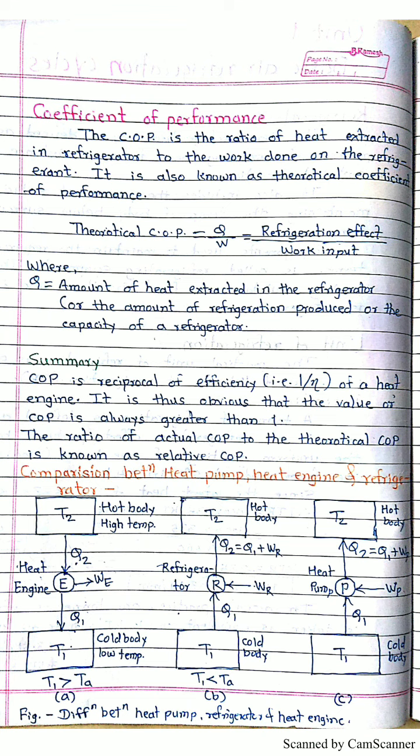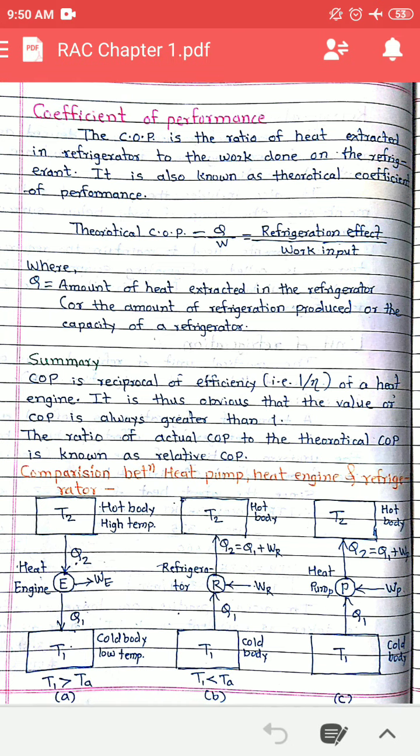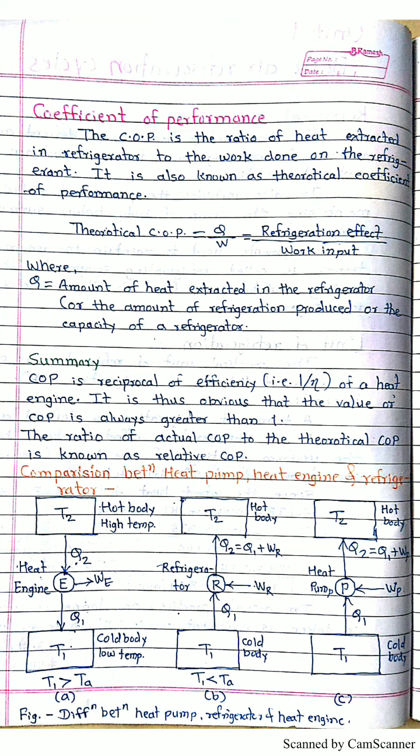So please remember, the coefficient of performance is used to measure the performance of a refrigerating system. The COP is the ratio of heat extracted in the refrigerator to the work done on the refrigerator, or you can also call it the refrigeration effect to the work input. And always the COP is equal to output divided by input. So what is the output in the case of a refrigerator? The cooling effect, and the input is the electricity or work input. Therefore COP is equal to Q divided by W.